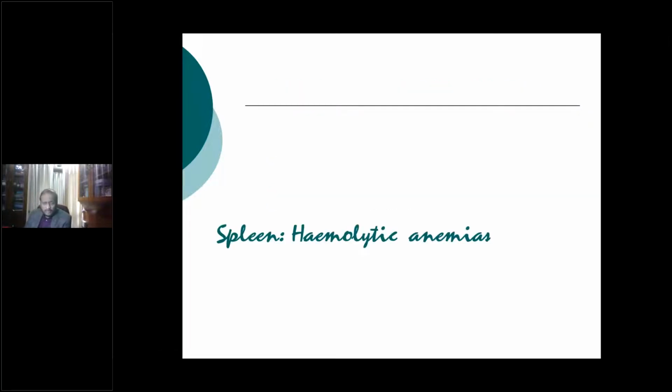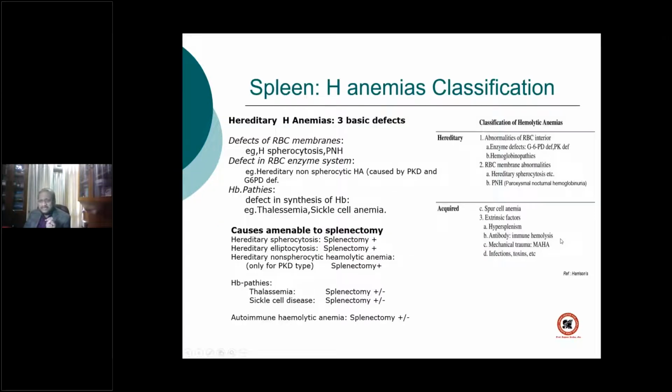Coming to the second group where you may require splenectomy are the hemolytic anemias. How do you classify them? A very simple classification of hemolytic anemias is given out here. Just remember, it's very easy to remember. Number one, you're talking about something wrong inside the RBC. Number two, something on the surface of the RBC which is wrong. And then, of course, something which is away from the RBC, but still the spleen is getting affected.